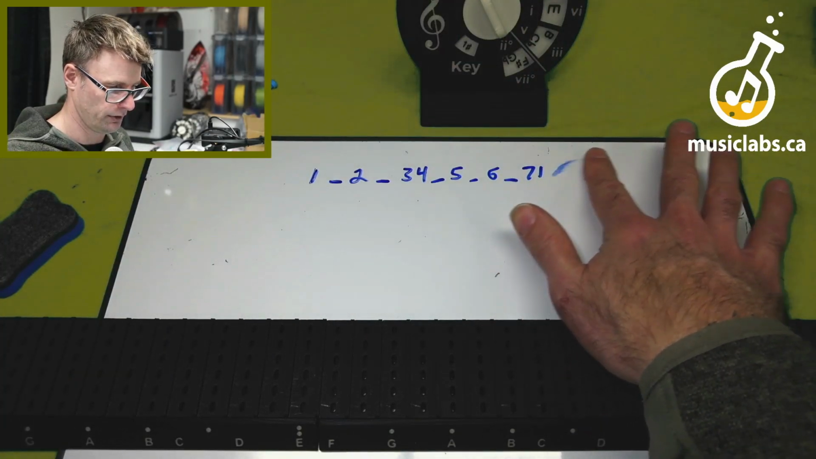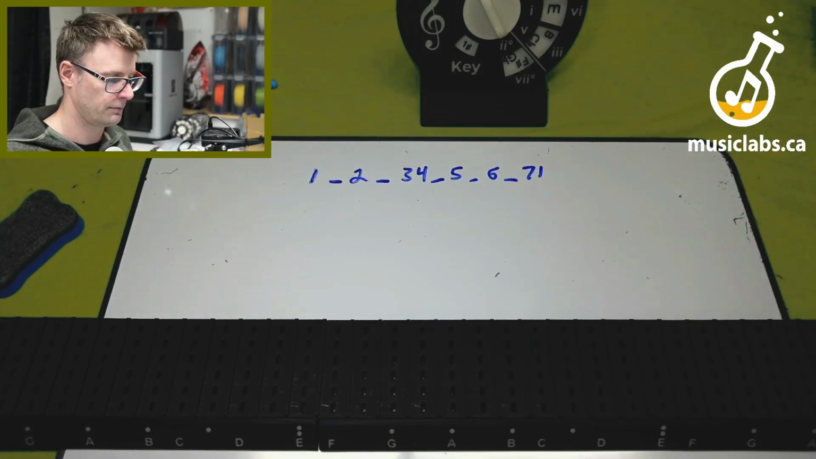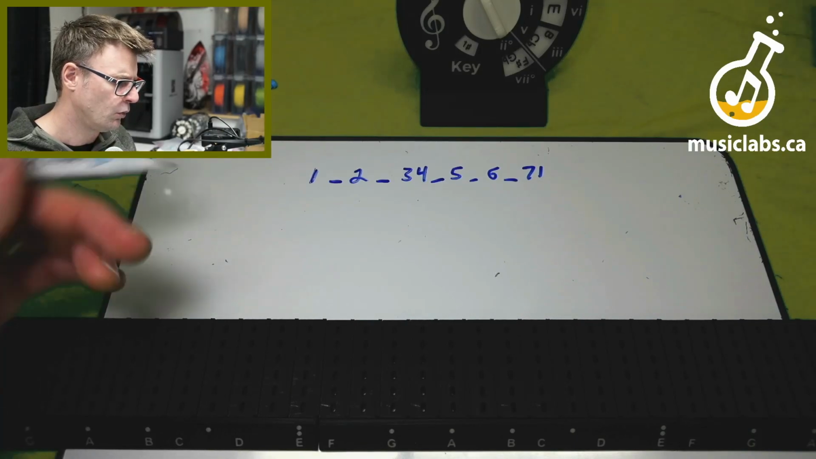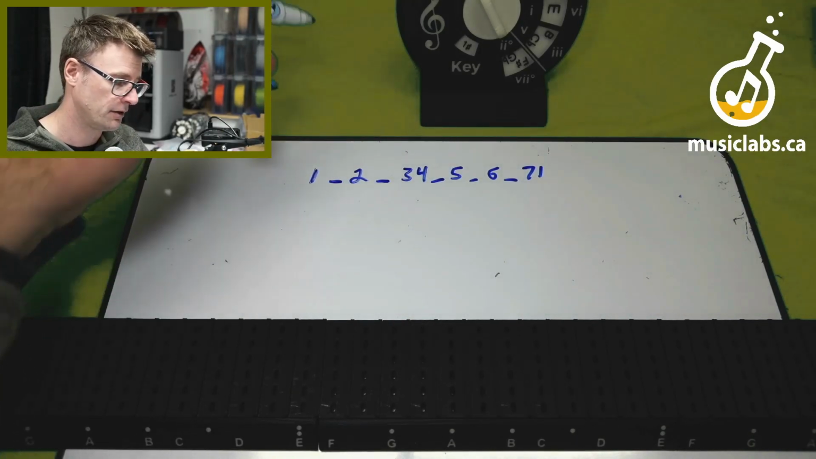I'm going to just get rid of that part. It's really not needed right now. Okay, we have our major scale pattern. Now, why do we have a space in here? Well, I'll get there in a second.